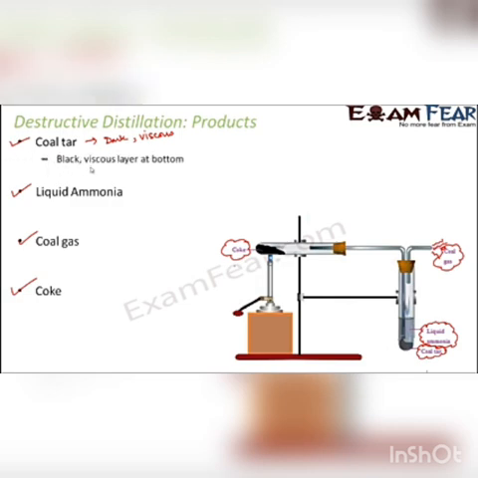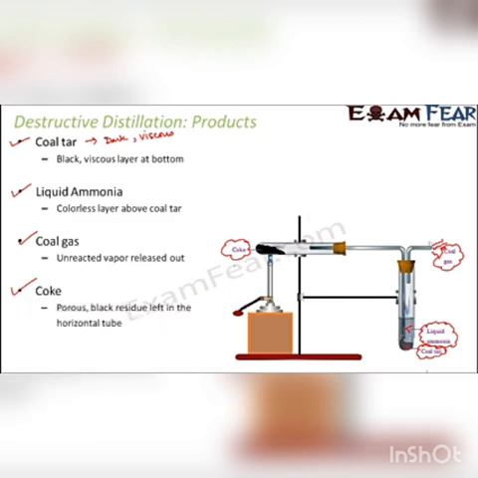So coal tar, which was coal tar? It was the black viscous layer at the bottom. Liquid ammonia was the colorless layer above coal tar. This layer looks grayish, but it is actually colorless. There is no color for this layer. So that is liquid ammonia. The unreacted vapor which gets released out is nothing but the coal gas. And finally, the porous black residue left in the horizontal tube, that is coke. So these were the 4 different products received as a result of destructive distillation.